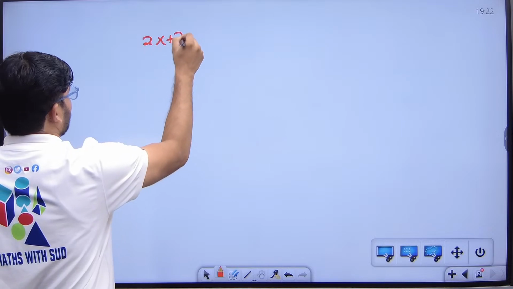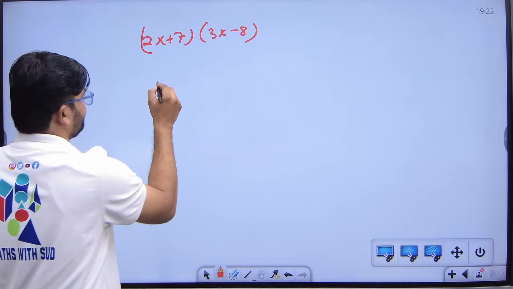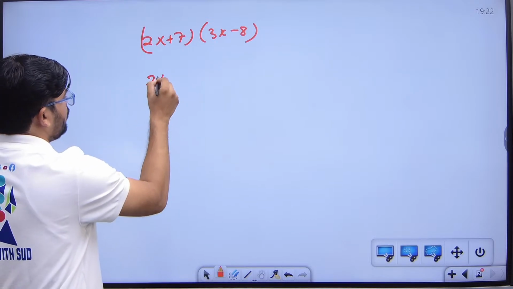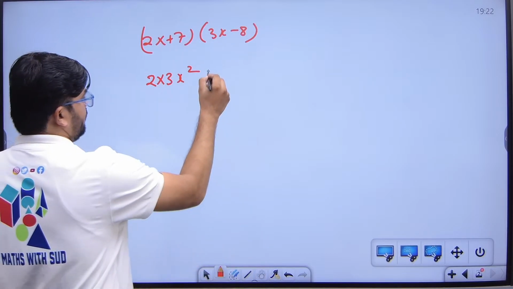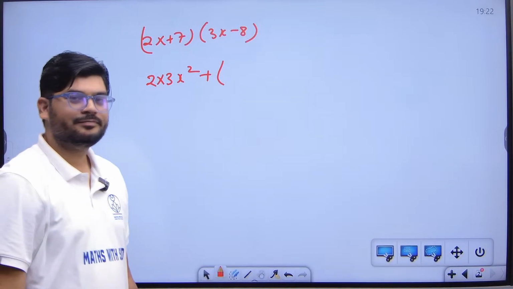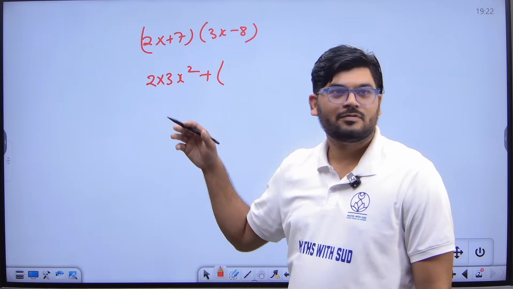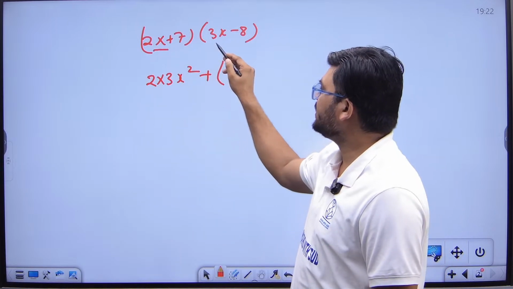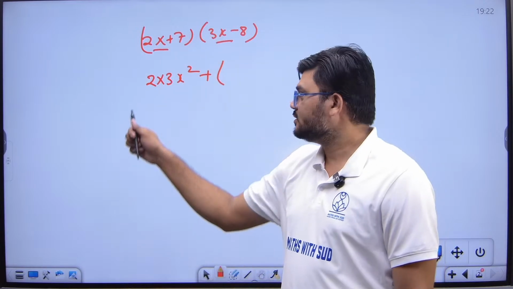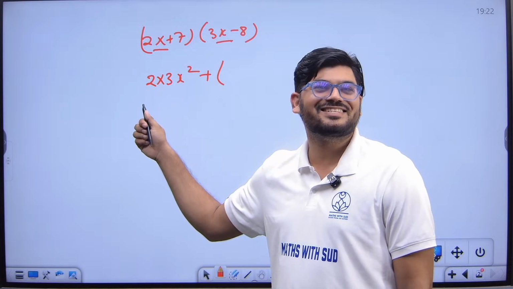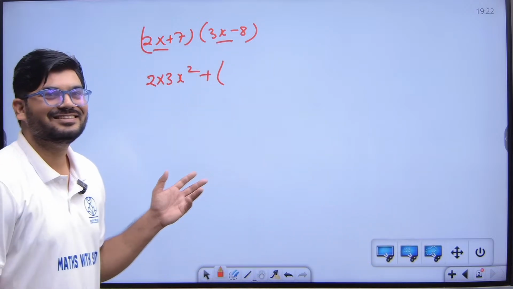So 2x plus 7 into 3x minus 8. Tell me. You will say 2 into 3 times x square. Because when 2x is multiplied by 3x, you will get 2 into 3 times x square. So this is not x, my dear, it is a multiplication. I can't write 23, my dear, I have to write it properly.